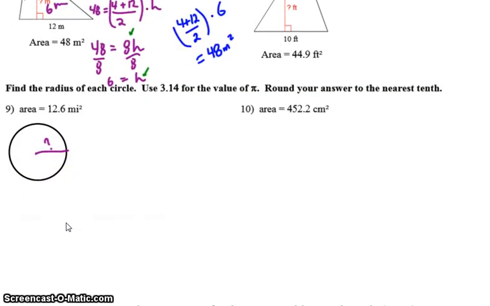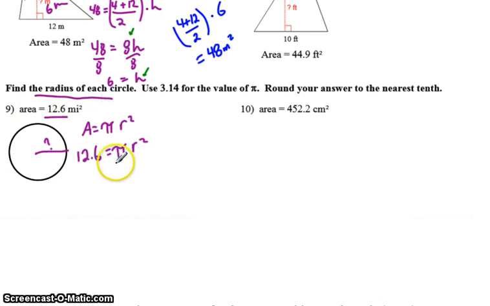Lastly, let's take a look at 9. In 9, I've got a circle. I know that the area of a circle is pi times r squared. Now in this situation, I know my area is 12.6 square miles, but I do not know what my radius is. That's what I'm trying to find, the radius of the circle.